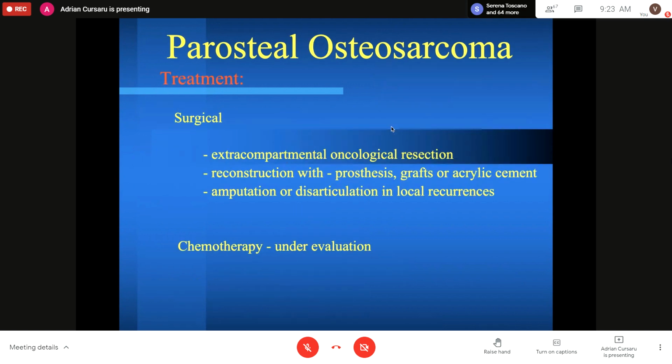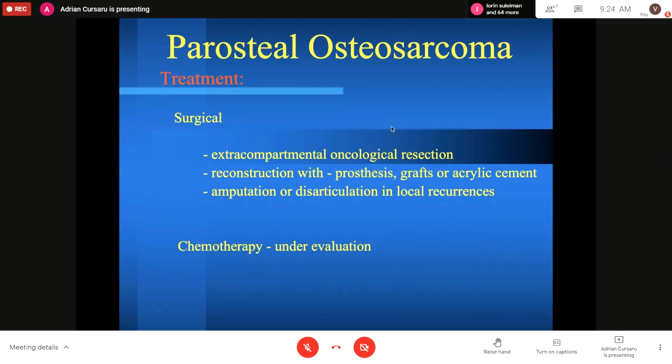What's the treatment? The treatment is similar to osteosarcoma. You have here an extracompartmental extension, and it is very important to make a correct surgical intervention, plus or minus reconstruction, amputation or reconstruction, but it is very important to make a radical surgical intervention. The chemotherapy is under evaluation, it is hard to say.